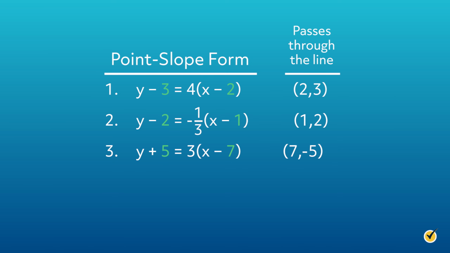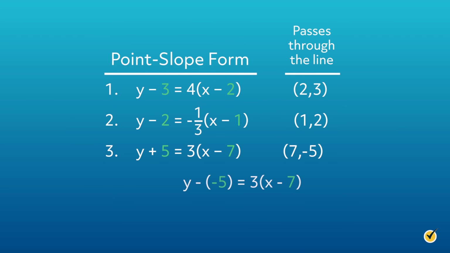Example 3 requires some explanation because the y-coordinate of the point is added to the y variable in the equation rather than being subtracted. As a result, an adjustment must be made to the equation to identify the point. Remember, when you subtract a negative value, it has the same effect as addition. As a result, rewriting the equation to reflect subtraction is allowable. The adjusted equation looks like this: y minus -5 equals 3 times x minus 7. Now the point x1, y1 is recognizable as 7, -5.